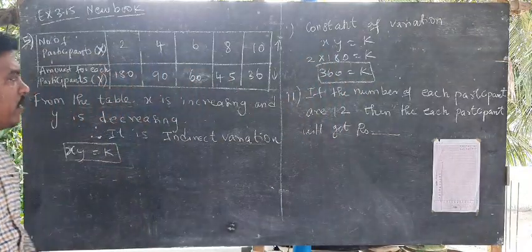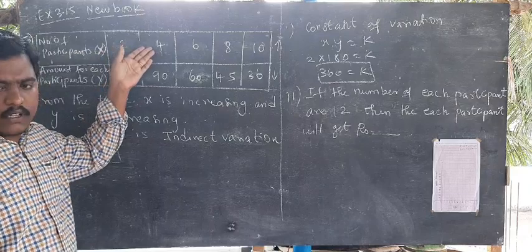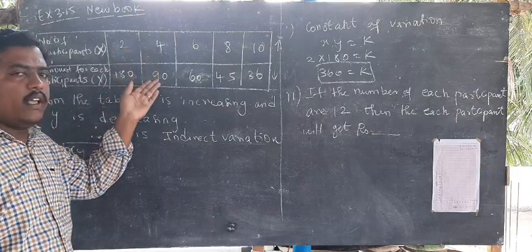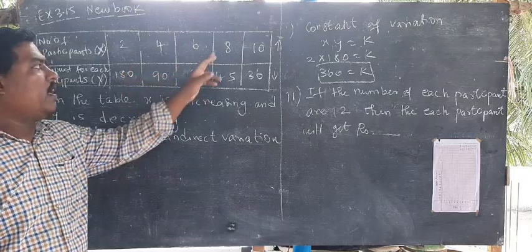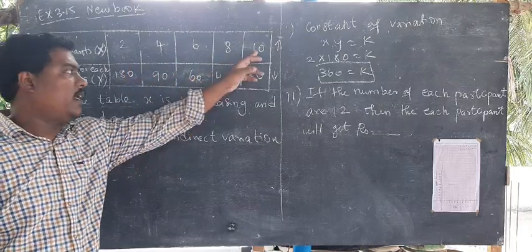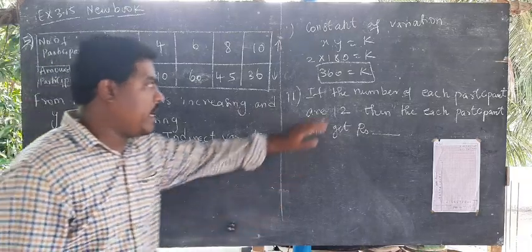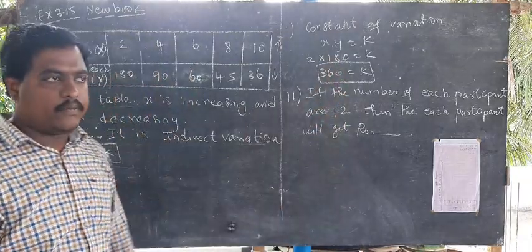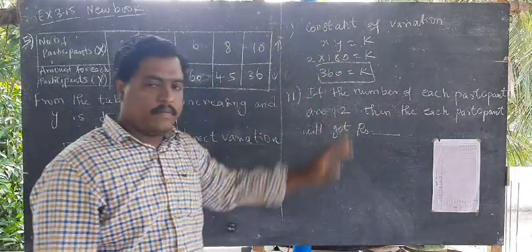If you want, you can take the other values: 4 into 90 is 360, 6 into 60 is 360, 8 into 45 is 360, 10 into 36 is 360. So any value you take, you are getting the same k. Right? So the first subdivision will be over.